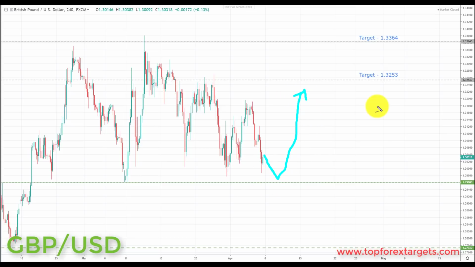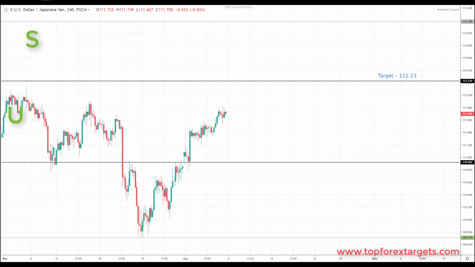And if we get the right kind of bullish formations and patterns in this area, we're going to be looking at initiating longs up towards the next key area of resistance to the upside in the target set, the 1.3253. And if we can get a breakthrough here, we're going to be looking up towards the next key area of resistance to the upside in target 2 at the 1.3364. So next market we're going to look at is US dollar Japanese yen.